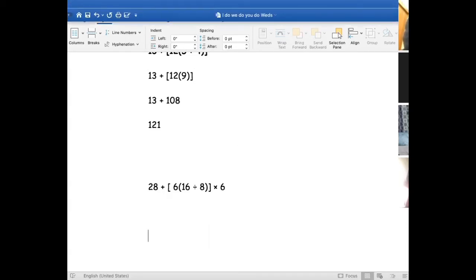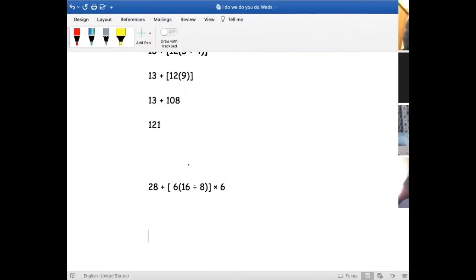Yes, and I can even do this to help myself out. I'm just going to draw a circle around it. So I know I'm going to do that first. What is 16 divided by 8? 2, right? So I'm going to write a 2 here. And then I'm going to keep it in parentheses because this one doesn't have a symbol. Times 6 and 28 plus. So I just solved one and rewrote the rest.